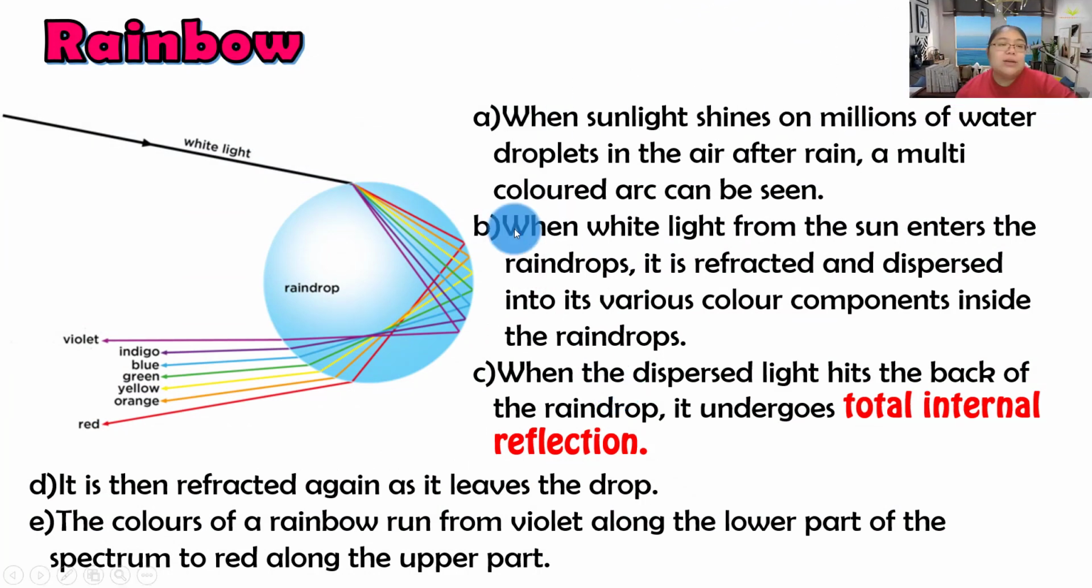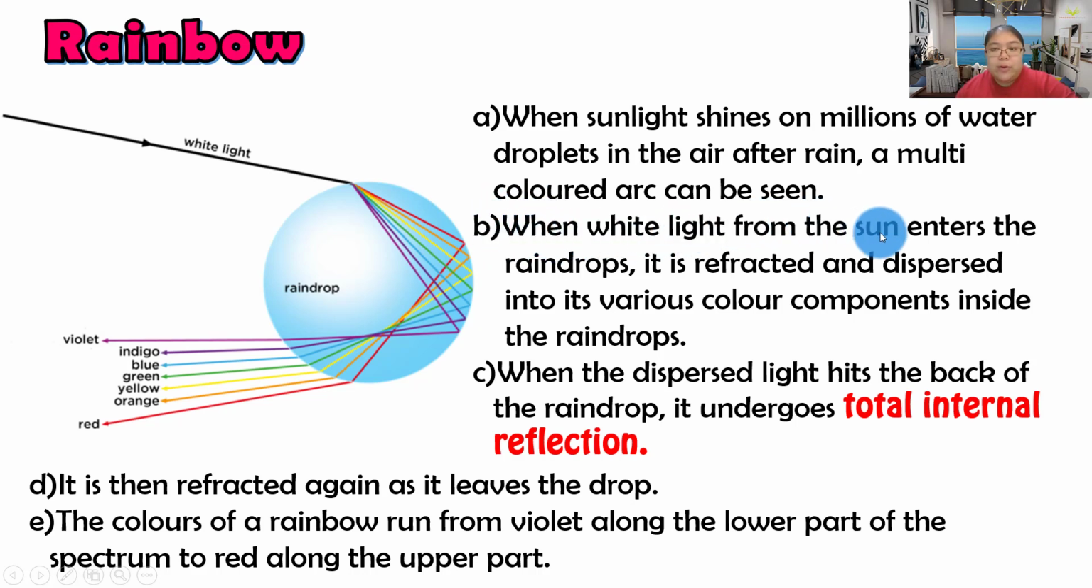Okay, now the second one is a rainbow. Rainbow also uses total internal reflection. Now we're going to see how to explain. When the sunlight shines on millions of water droplets in the air after the rain, a multicolor arc can be seen. So that one is a rainbow. So how come we're using total internal reflection? Okay, now B will explain for you.